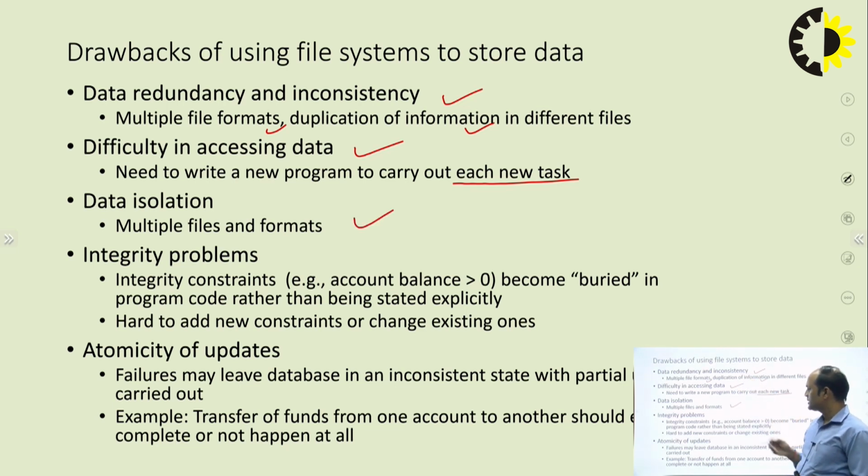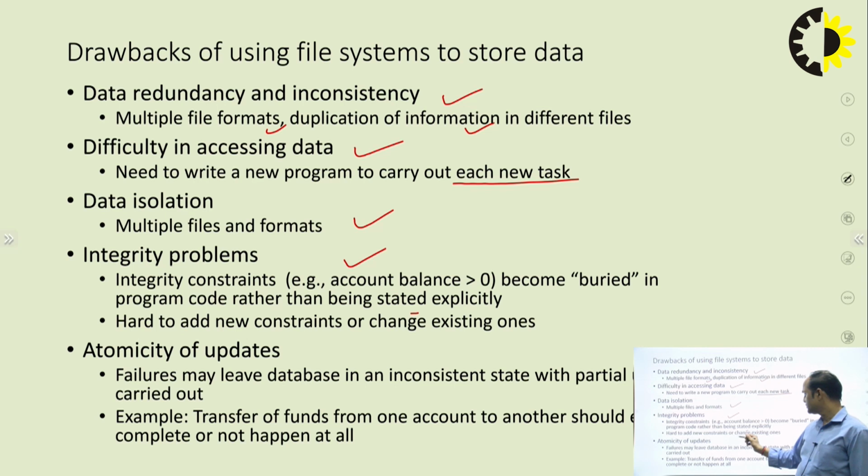The third drawback is data isolation. What is data isolation? Multiple files and formats are there, and there is no isolation between the data and data formats. The fourth problem is the integrity problem. Integrity constraints, for example balance greater than 0, become buried in the program code rather than being stated explicitly.